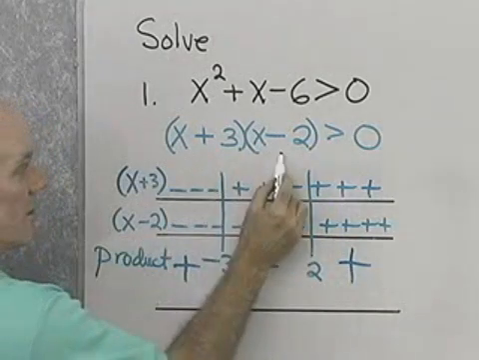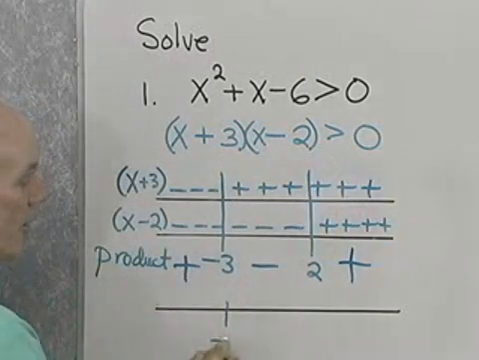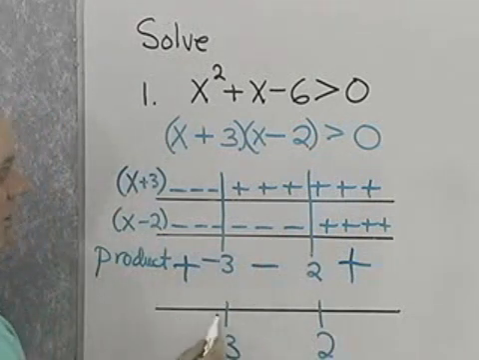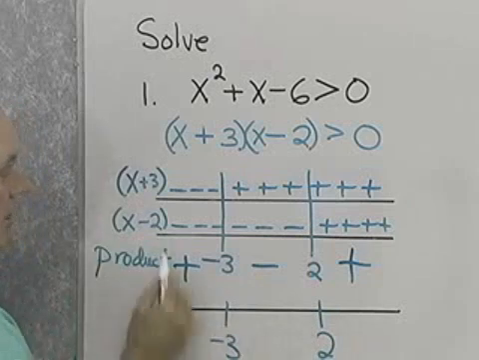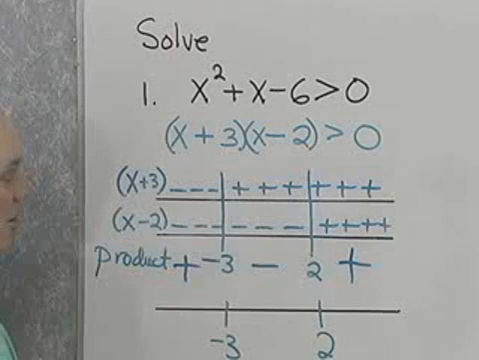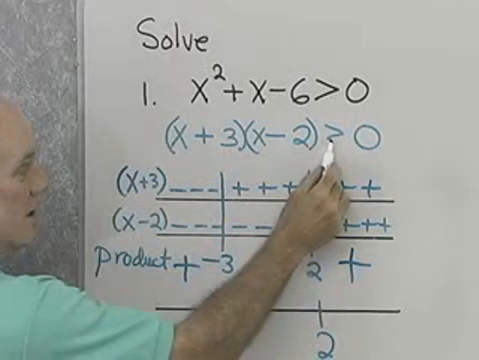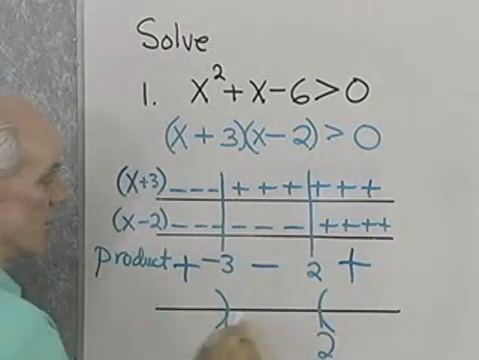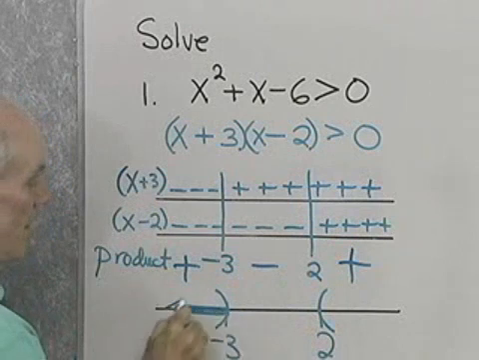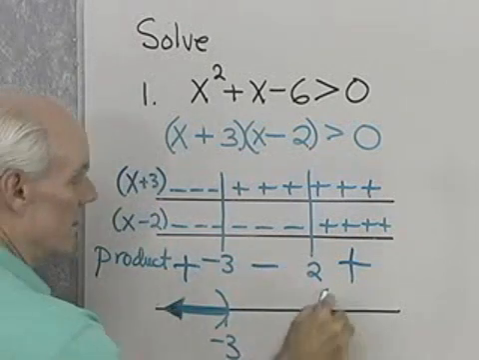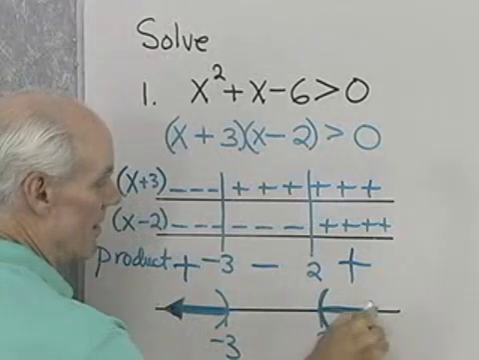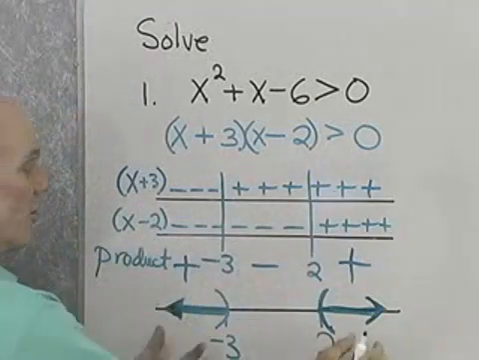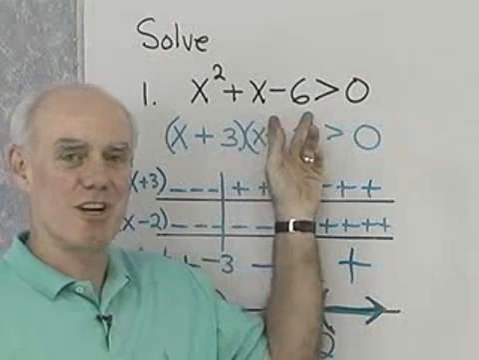So since I want the product of these two factors to be positive, I know I'm talking about all the numbers down here together with all the numbers up here. Any number that appears in one of these two regions is going to give me a positive product for x plus 3 and x minus 2. The last thing I want to do is check my endpoints. I see that this is a strictly greater than inequality, so my endpoints will not be included in the solution set. So here's a graph of all the real numbers such that they make the product of x plus 3 with x minus 2 positive. These are also all the real numbers that are solutions to this quadratic inequality.